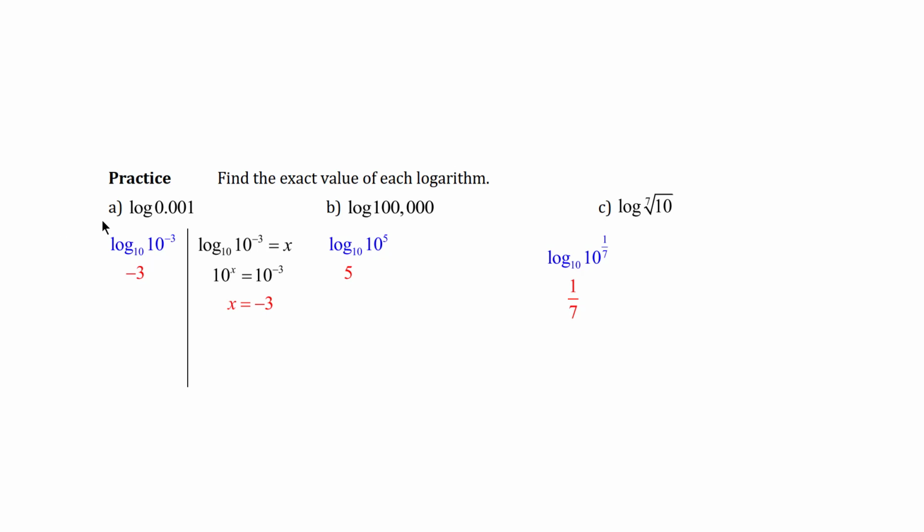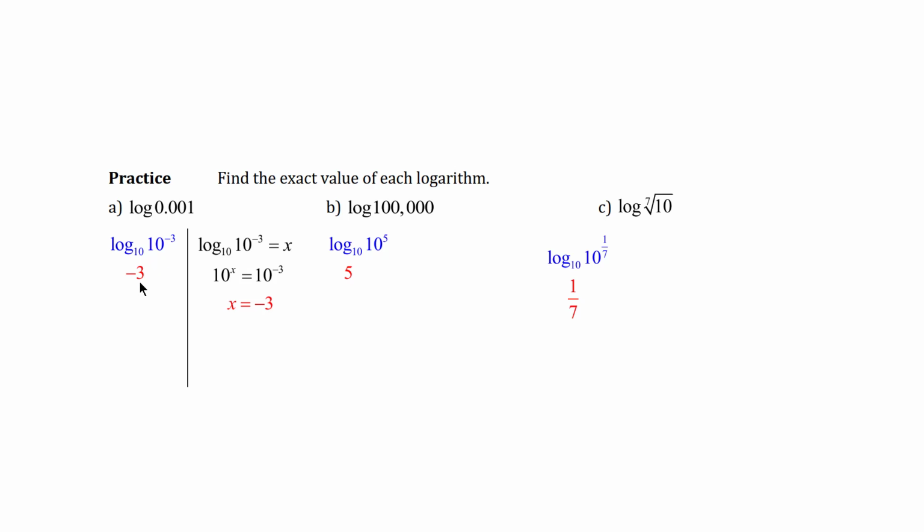Okay, so let's go over part A. First, we could rewrite this with the base of 10, and we could also rewrite the decimal 0.001 as 10 to the negative 3rd power. We get log base 10 of 10 to the negative 3rd power. Next, we simplify this by using property number 2, and this becomes negative 3.